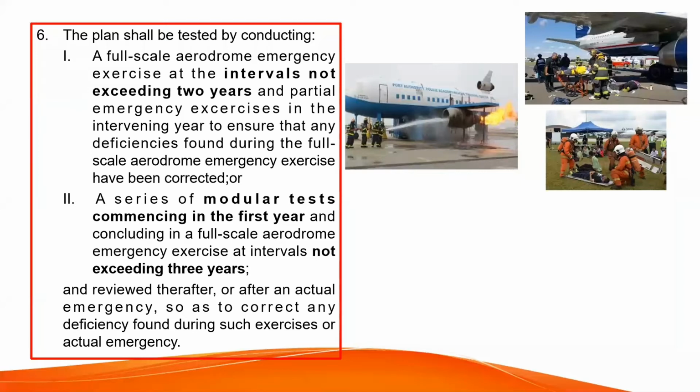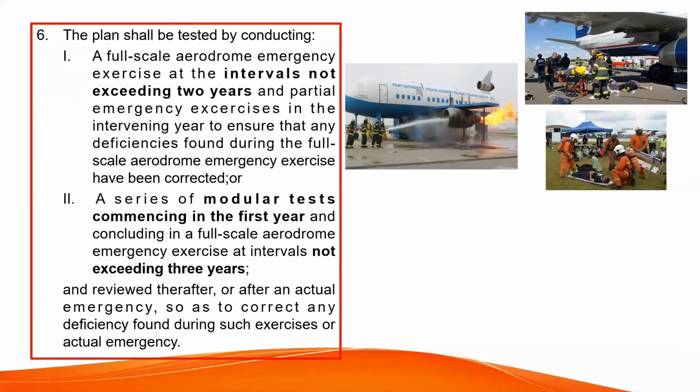So we do have a schedule for these, with intervals not exceeding 2 years. So every 2 years they have to do a full-scale aerodrome emergency exercise. These exercises are, in fact, explained further inside their own plans. And the second is a series of modular tests commencing in the first year and concluding with a full-scale aerodrome emergency exercise at intervals not exceeding 3 years.